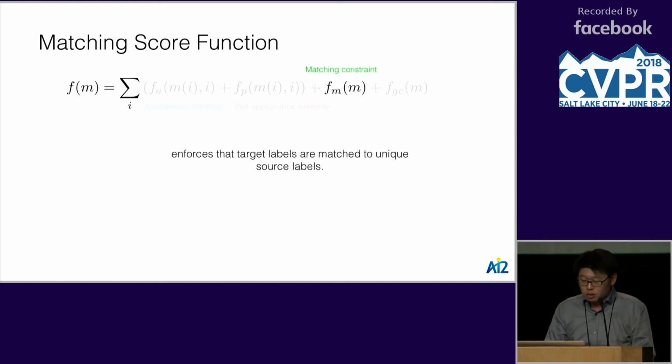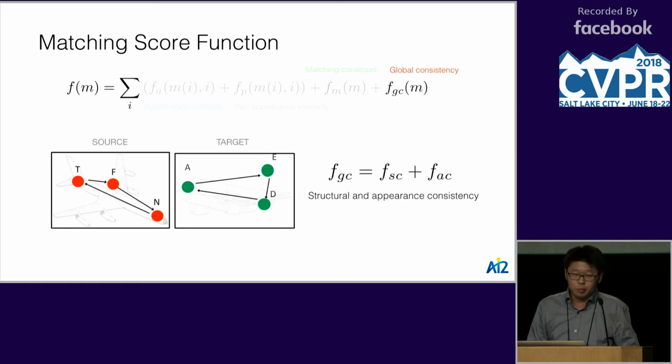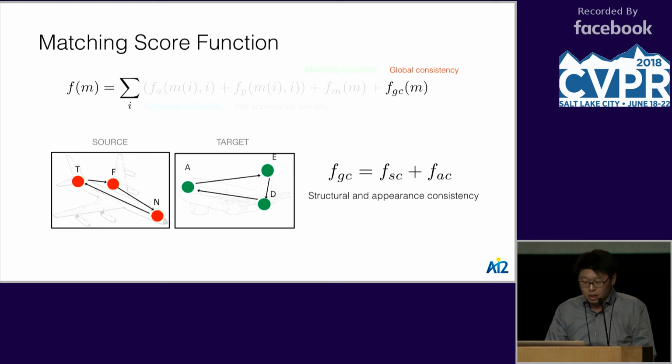The third term is the matching constraint. It enforces that the target labels are matched to unique source labels. The last term is global consistency. It is composed of structural and appearance consistency and computes the similarity of the relationships between parts in source and target.